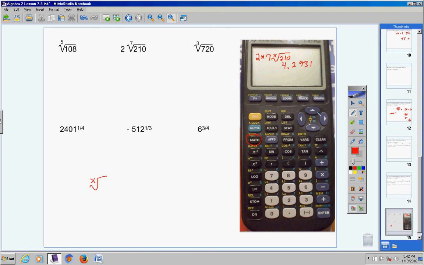4.2931. Okay? And guys, let me say one thing. I'm really experienced with these calculators, but as I was typing this in up here, I was having my doubts, okay? And for some reason, this is not working. You should not get this right here. That is not accurate, okay?